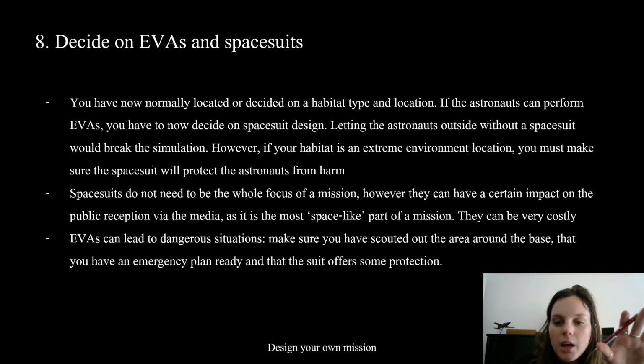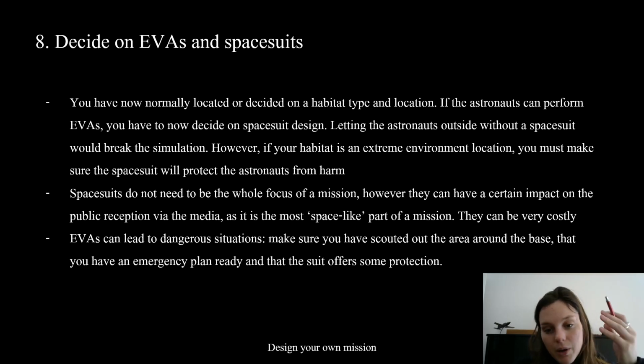So you've decided now where your location is, what your habitat type is, and if you wanted astronauts that could perform EVAs. So now you have to think, okay, EVAs and spacesuits. How many EVAs will I want to have? What kind of spacesuits? If your habitat is in a very, very cold area, your spacesuit needs to be warm. And if it's going to be used in the desert, then it needs to be cold. Or it could be used in both.